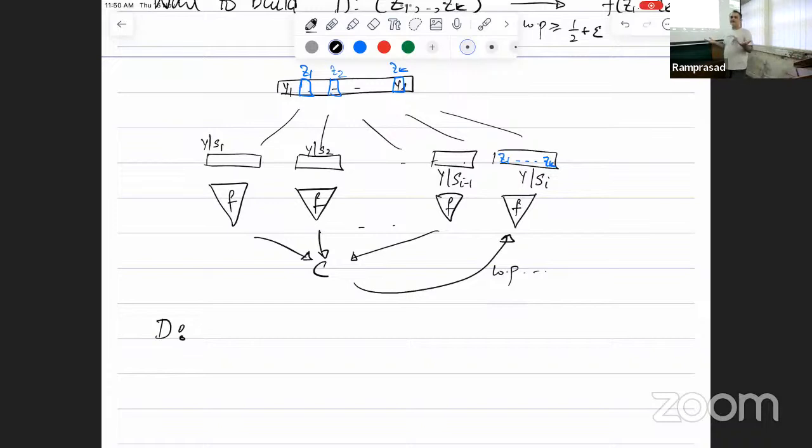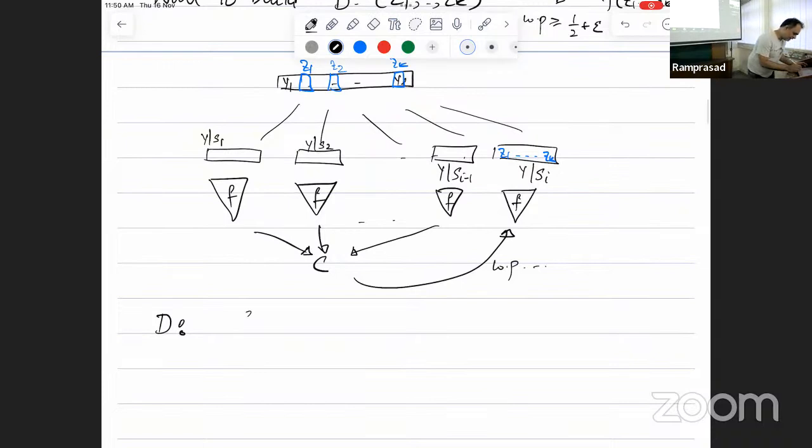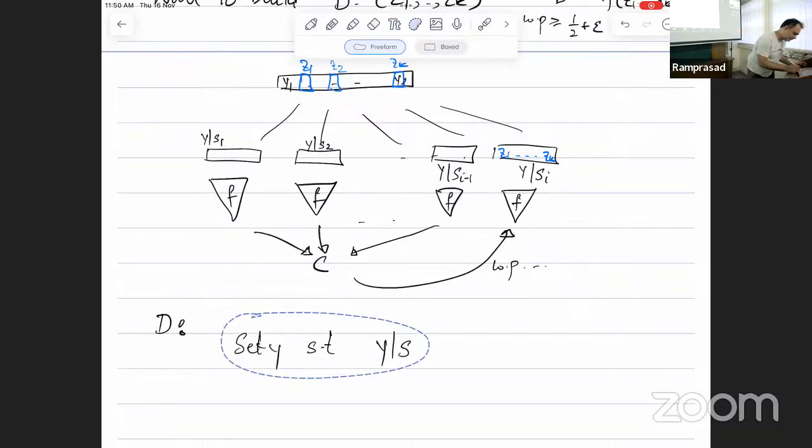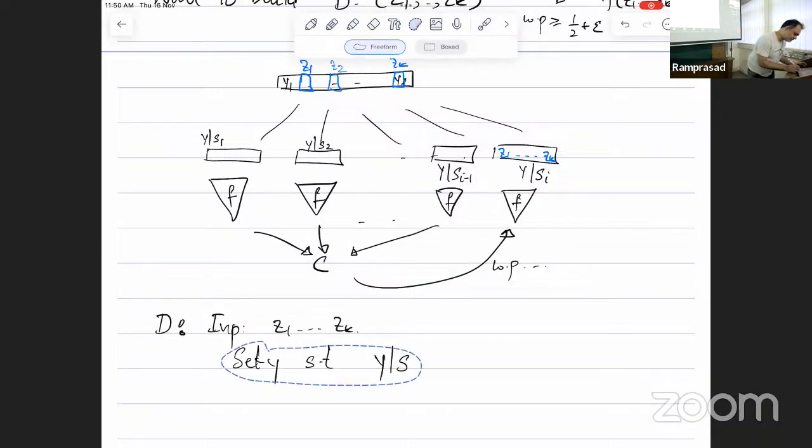So this is what we do. So what the procedure D does is the following. Set Y such that Y restricted... Oh, okay, maybe I should first start off by saying the input that we have here is actually Z1 through Zk. Now, based on that, we are trying to say what is this procedure going to do.